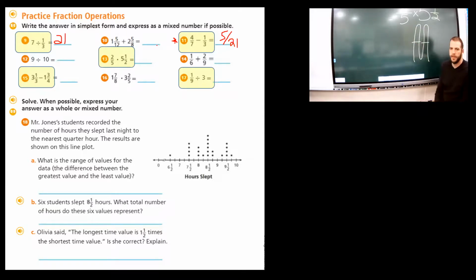SpongeBob, we got to put them in Mr. Krabs' eyeballs. 2/5 is 2/5. That fits in his eyeballs perfect, but 5½ does not. So how many halves is 5½?